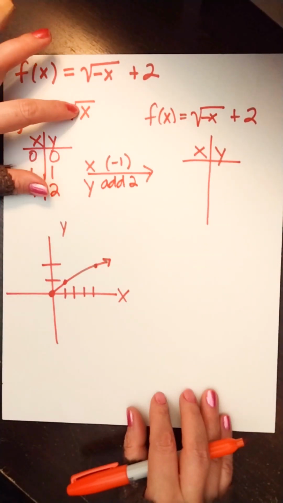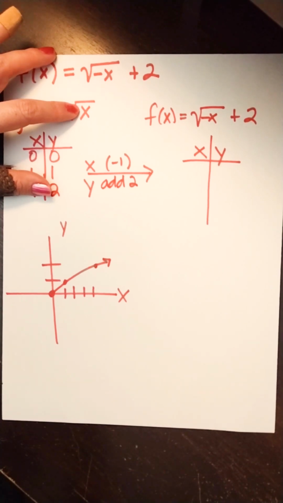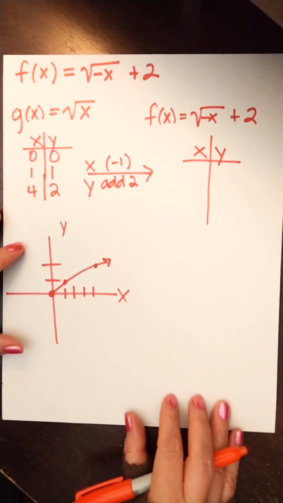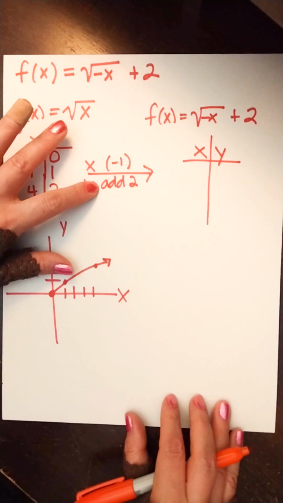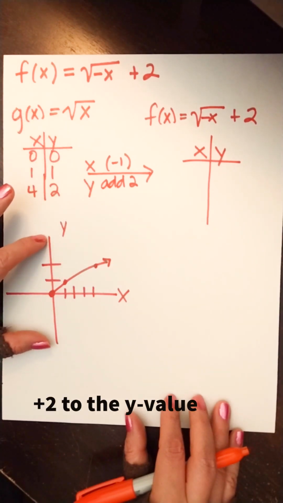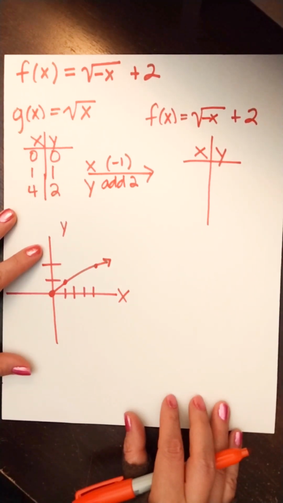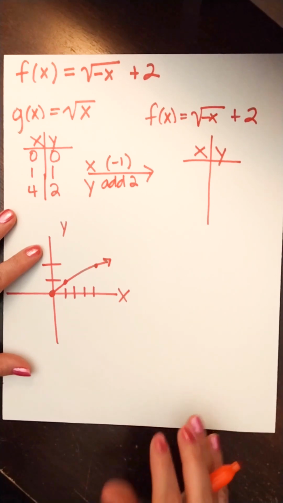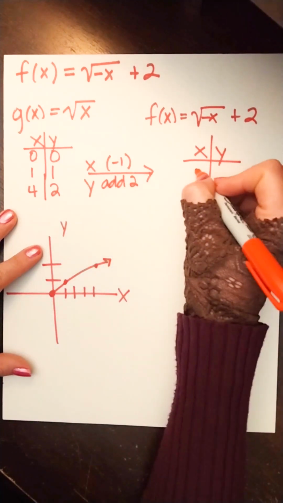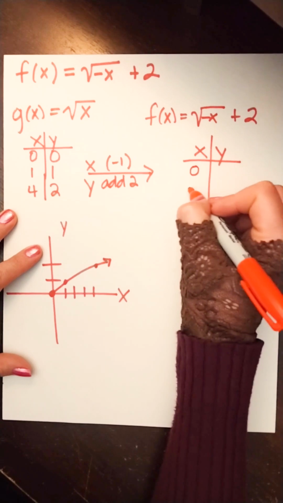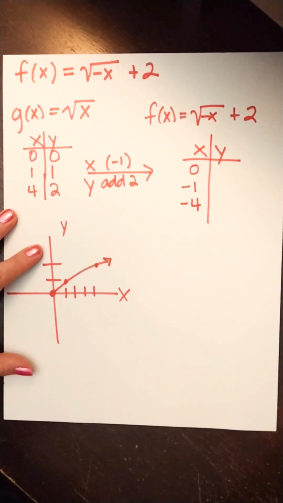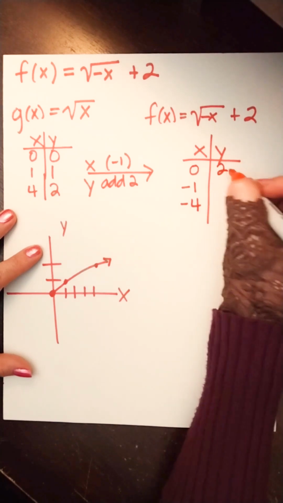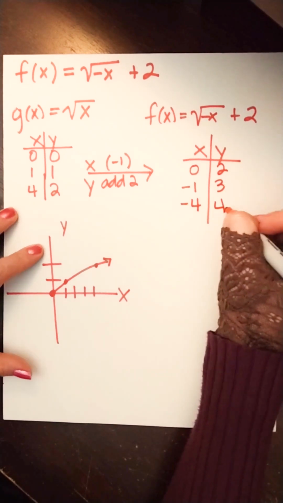Since we multiply our x's by -1, that means we do a reflection about the y-axis, a horizontal reflection. So instead of pointing right, it's going to point left. And then we add a 2, so that means we're going to do a vertical shift up 2 units. So let's multiply our x's by -1. 0 times -1 is 0, 1 times -1 is -1, and 4 times -1 is -4. And then we'll add 2 to all our y values. 0 plus 2 is 2, 1 plus 2 is 3, and 2 plus 2 is 4.